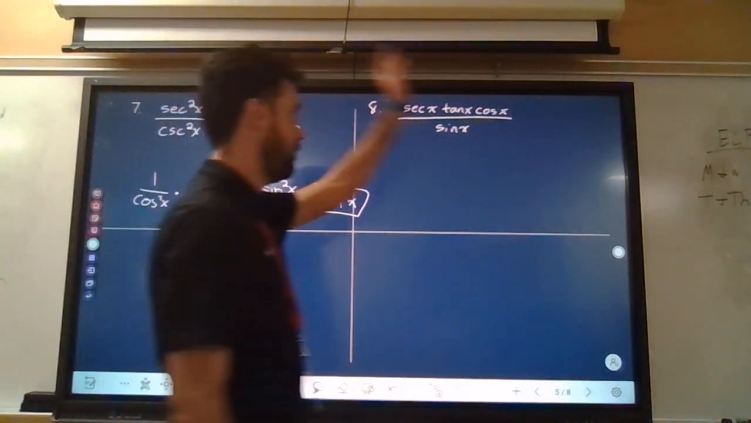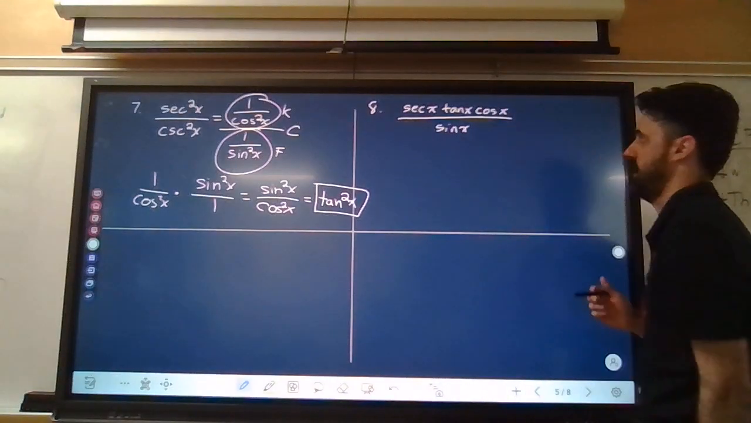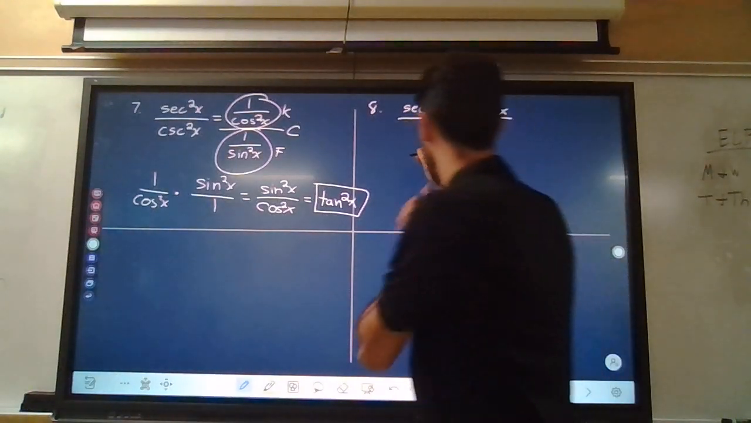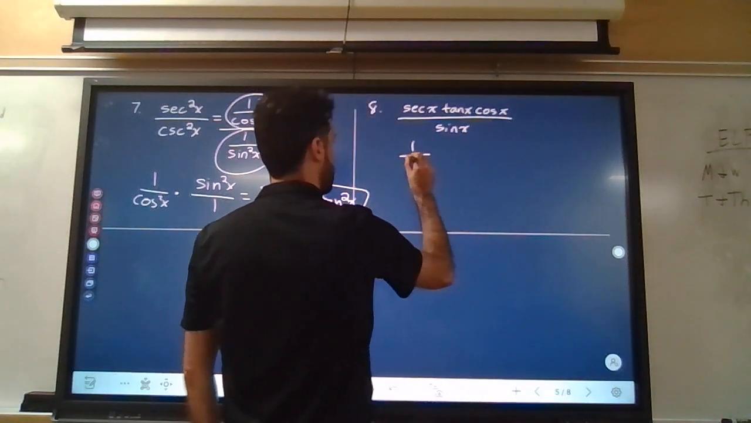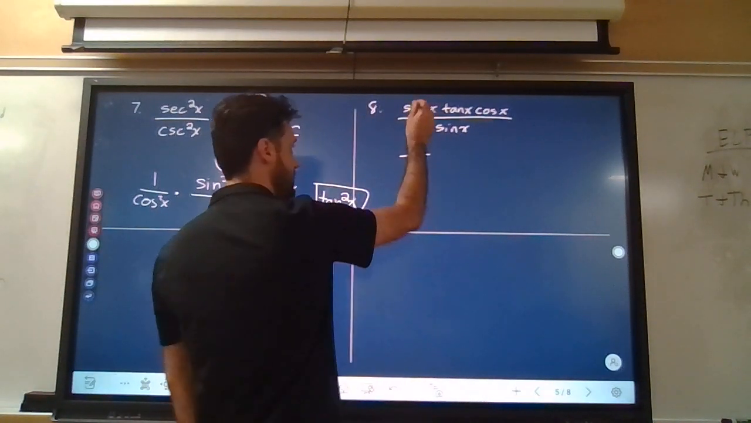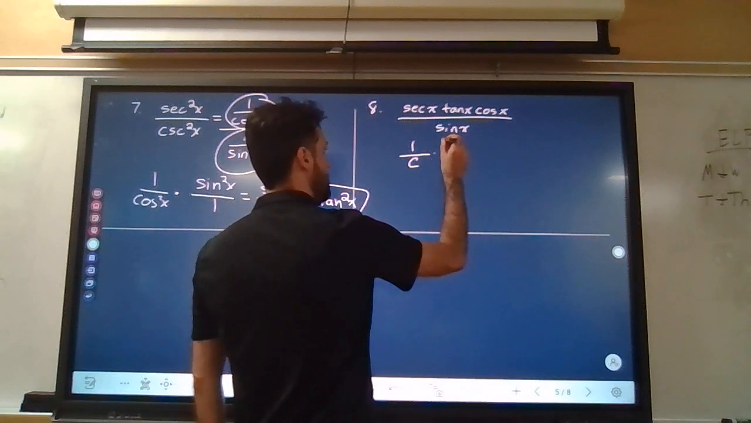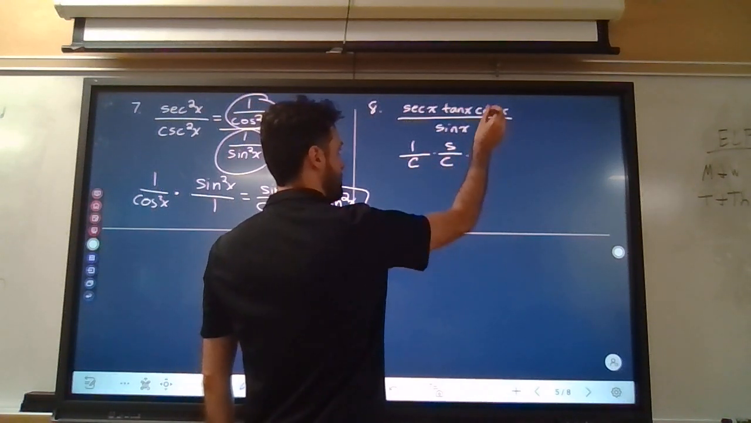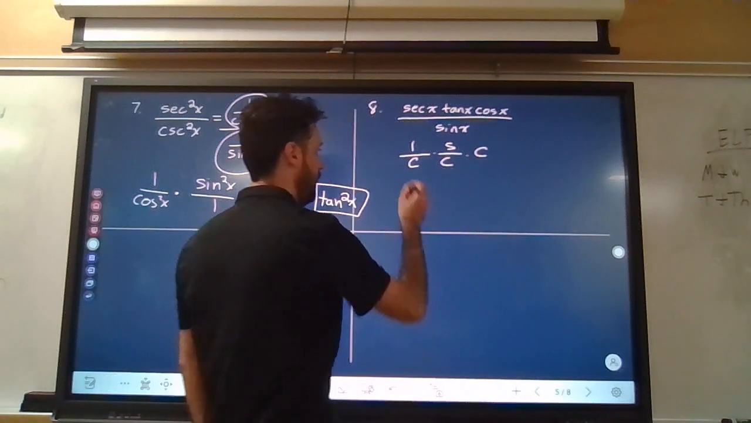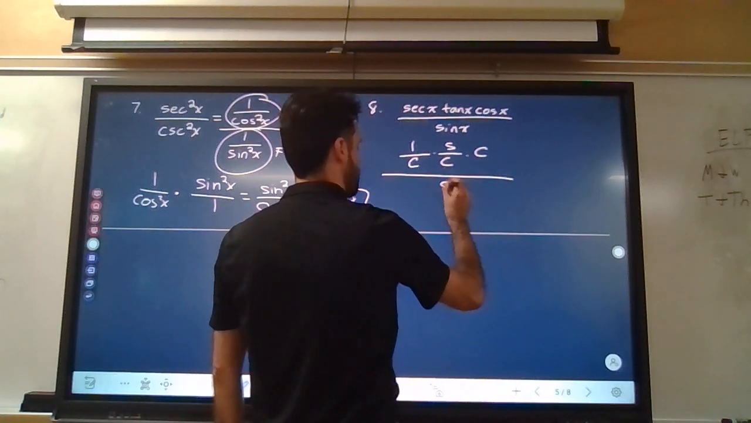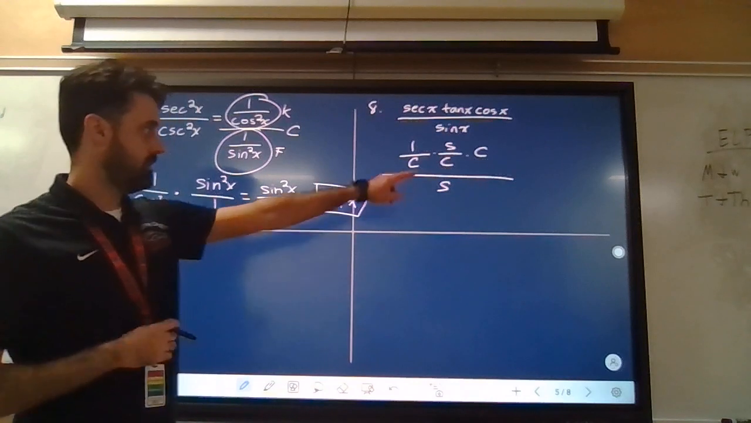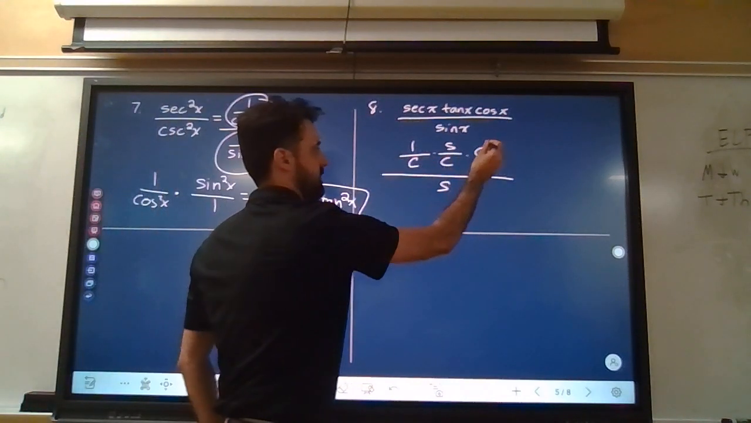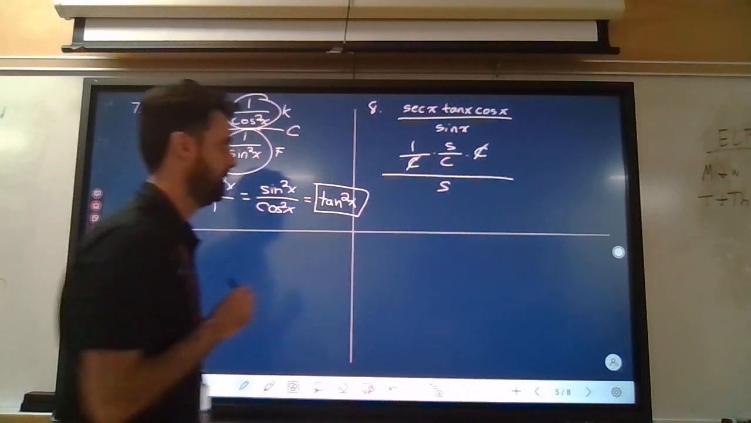Number 8, nothing is squared. So I'm going to write everything in terms of sine or cosine. I'm going to rewrite secant right over here as 1 over, I'm just going to use c to represent cosine. Secant is 1 over cosine. Tangent is sine over cosine. These do not cancel. And then we have times cosine. All of this is over sine. So this cosine can cancel one of these 2. It doesn't matter which one. I'm going to cancel this with this one.